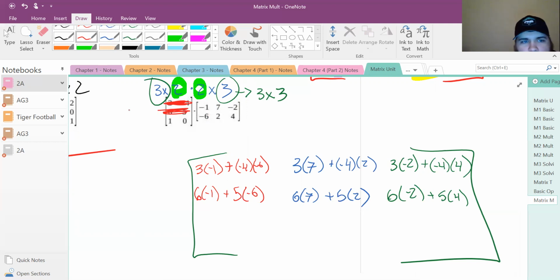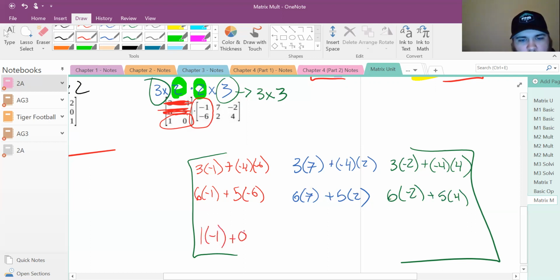Okay, now on to my last row. So take my last row, my third row, multiply by the first column in order to get that bottom left entry. So we have 1 times -1 and 0 times 6. Okay, next we take this third row, multiply by the second column. So we have 1 times 7 plus 0 times 2.